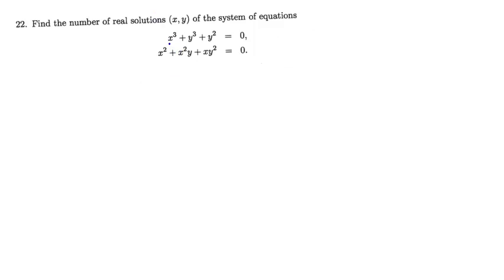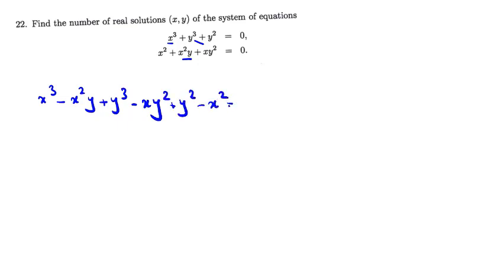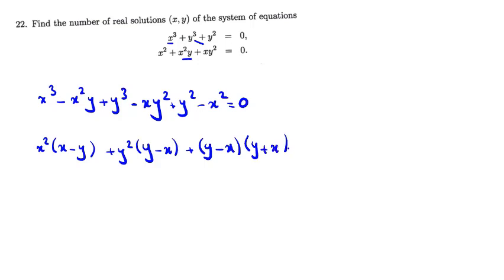Okay, now if we subtract the second one from the first one, we have x cubed here, consider y cubed with this one, and y squared with this one. So we have x cubed minus x squared y plus y cubed minus xy squared plus y squared minus x squared equals 0. The first one, you say x squared times (x minus 1). If we factor y squared, it will be (y minus x). And from the last one, it will be (y minus x) times (y plus x) equals 0.